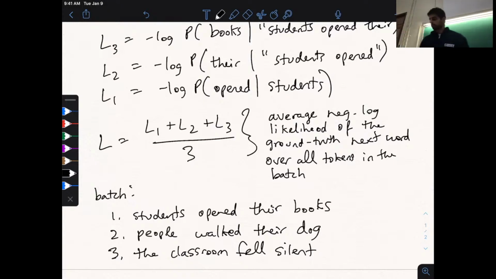Yes? Why are we giving the same weight to every loss? That's a good question. So if we wanted to give different weights to different tokens, we would need to know how to do that, right? So maybe intuitively some tokens are more important than other tokens.